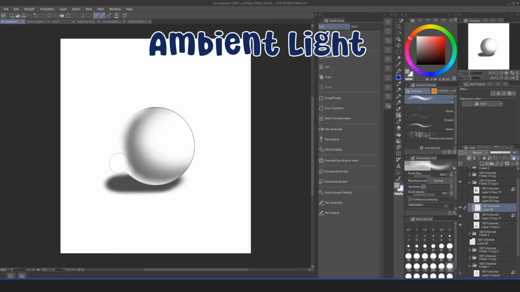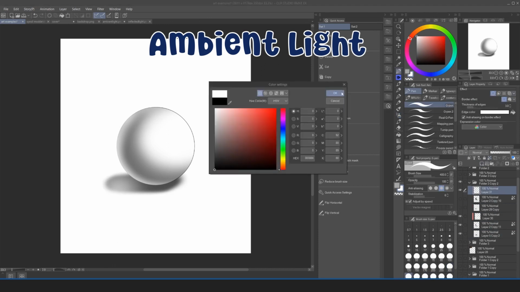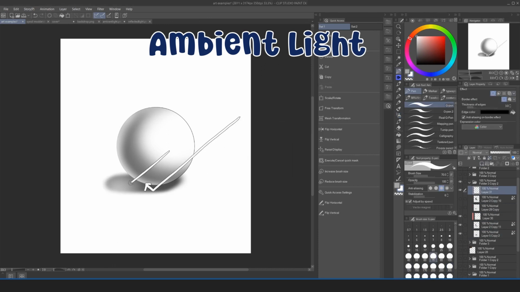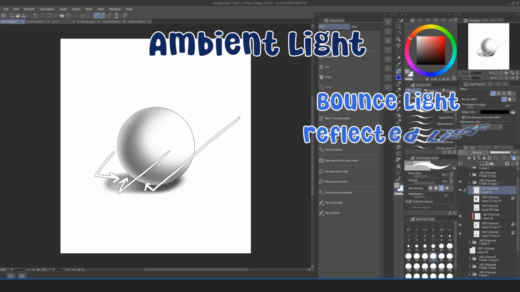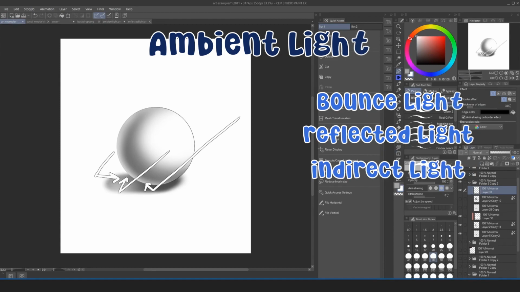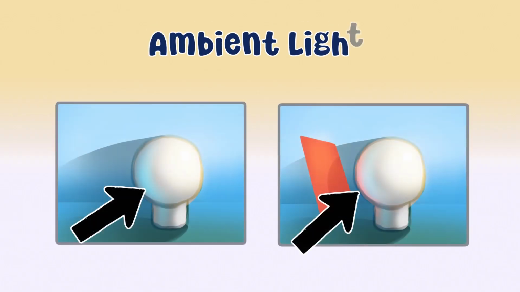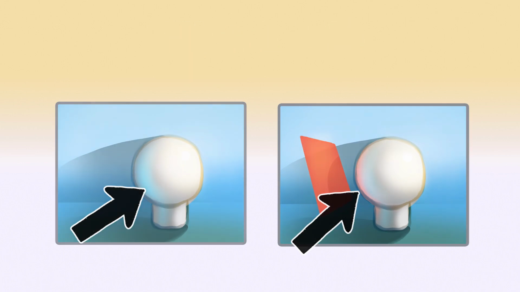Ambient light and ambient occlusion go hand in hand. While ambient occlusion speaks of the absence of light, ambient light is the light that is reflected into those shadows by bouncing off the multiple surfaces. This is most commonly called bounce light, reflective light, or indirect light. Light like the color of the sky or the color of an object close to you can be ambient light.